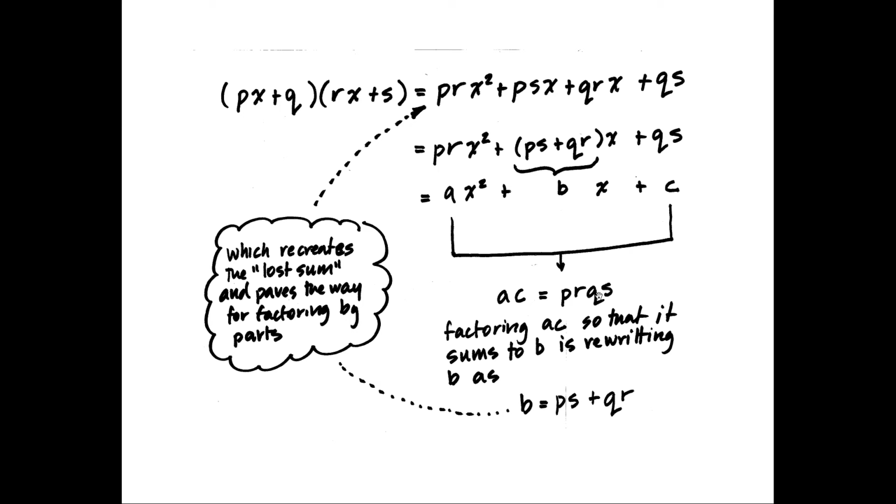And if we can find those two factors, we can use that and recreate what we call the loss sum, or I'm calling the loss sum, which paves the way for factoring by parts. In other words, we recreate this piece in the middle, and that allows us to factor this four-term polynomial by parts. In the first half, we're going to factor out the px, and the second two terms, the q, which is, of course, just reversing the double distribution we did with px and q at the front.